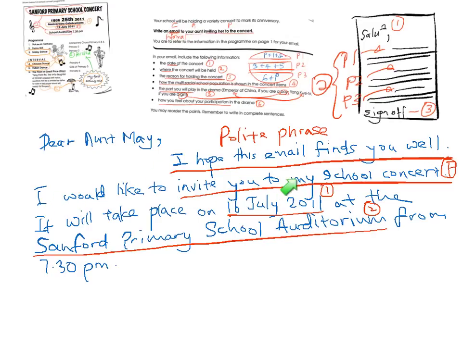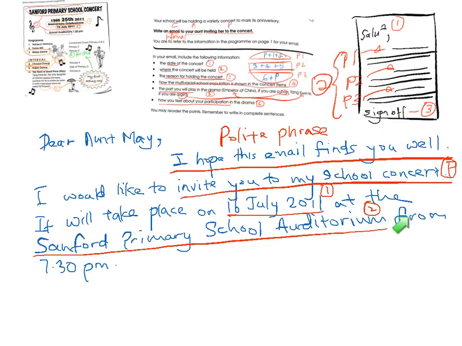"I would like to invite you to my school concert." This is my purpose statement, inviting my aunt to my school concert. And then I go right into points 1 and 2. It will take place on 16 July 2011 at the Sanford Primary School auditorium. Notice I include Sanford Primary because if I just mention school auditorium, then it opens up a question about which school auditorium I'm referring to. So Sanford Primary School auditorium. I include the important point here.